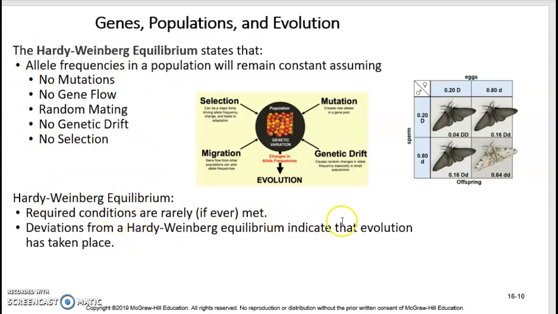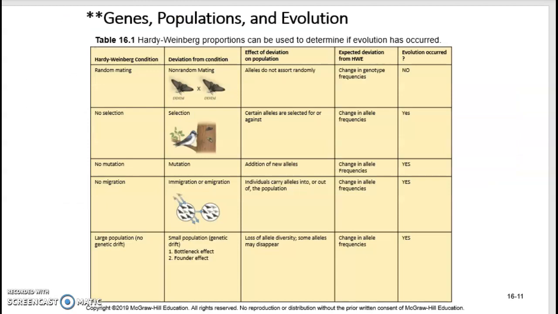Deviations from a Hardy-Weinberg equilibrium indicate that evolution has taken place. So what this means is evolution is always taking place. Microevolution is always taking place within populations. Here's a chart to show you.